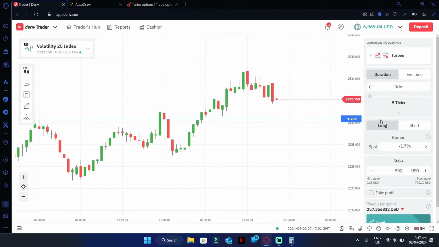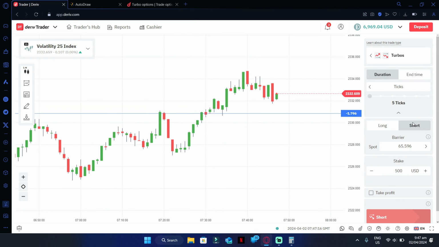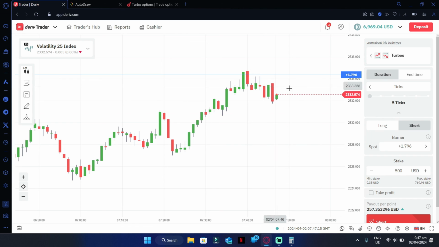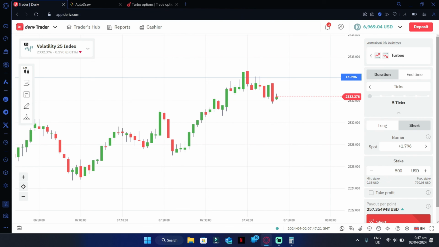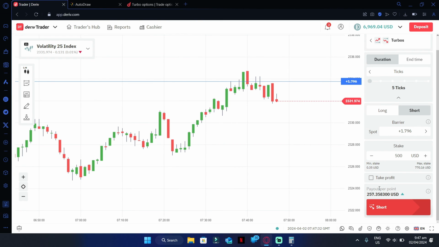Remember, it's currently on long, which means I have to buy. When I buy, I don't expect price to reverse and cross the blue line, otherwise I'll make a loss. And if I click on short, it means I don't expect price to cross over and go up. Then all I need to do is click on short. I am staking $500, and the payout is always changing depending on where price reaches by the specified time, so it's not really fixed. It depends on how price reacts.